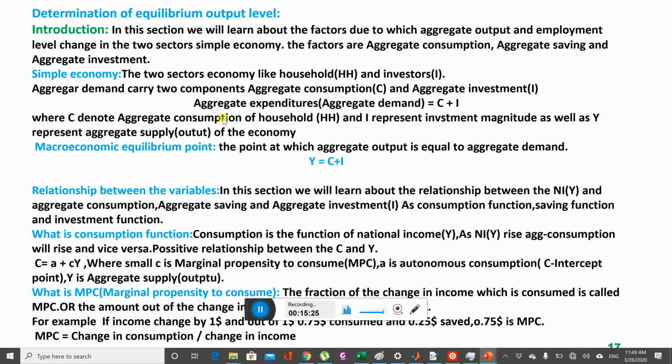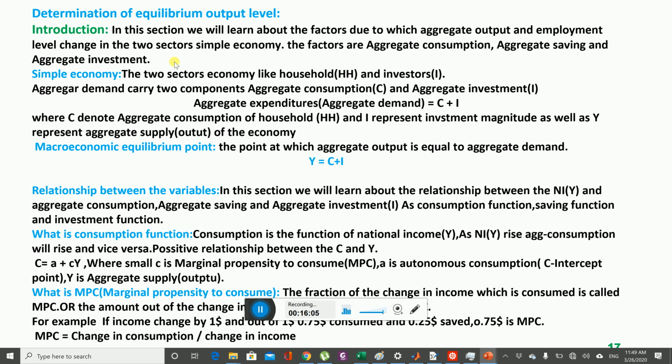So C denotes aggregate consumption of the household, I represents investment magnitude, and Y represents aggregate output, the aggregate supply of the economy. We can define the macroeconomic equilibrium point as the point at which aggregate output exactly equals aggregate demand, and this is the equilibrium situation. Y represents aggregate output and C plus I represents aggregate demand of the two sectors, jointly the demand of the household plus the demand of the investors. When aggregate supply exactly equals aggregate demand, we say this is macroeconomic equilibrium.